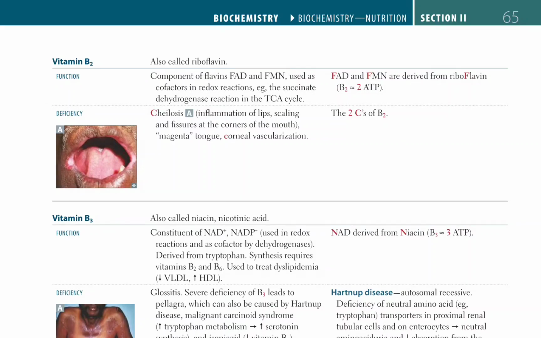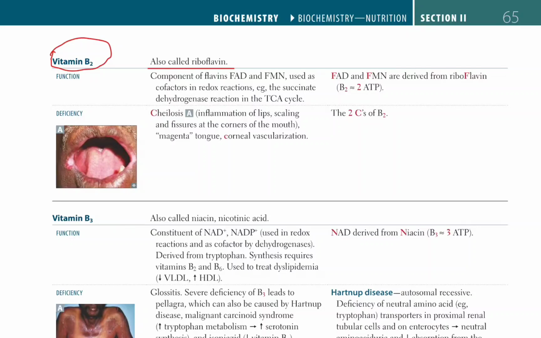Now we will discuss vitamin B2. Vitamin B2 is also called riboflavin. So the other name of vitamin B2 is riboflavin. We will discuss its functions and deficiency.